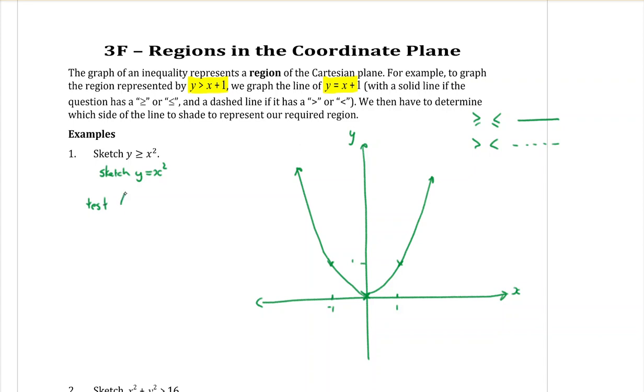So I'm going to test 0, 1, and that means I sub x is 0 and y is 1 into my original inequality. So y is 1 greater than or equal to 0 squared, which is just 0. And I need to know whether that is true or false. Is 1 greater than or equal to 0? That is true. Okay, so because my result was true, that means that this point that I have chosen is the correct side of that line to shade. So I'm going to shade all up in the middle of that parabola.